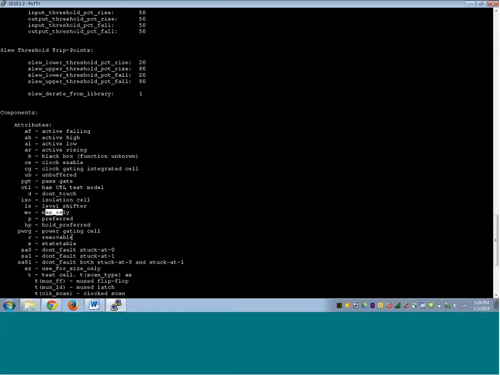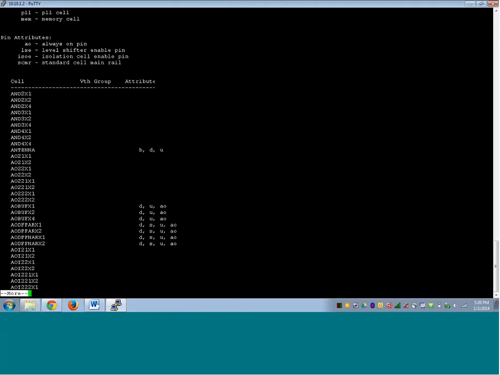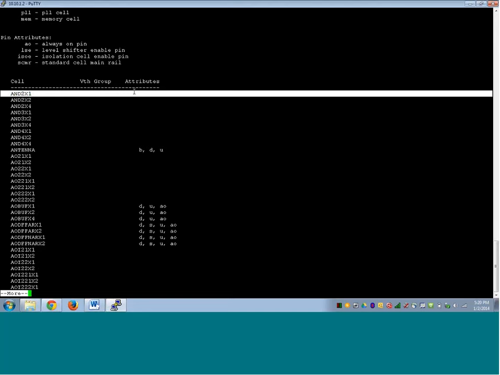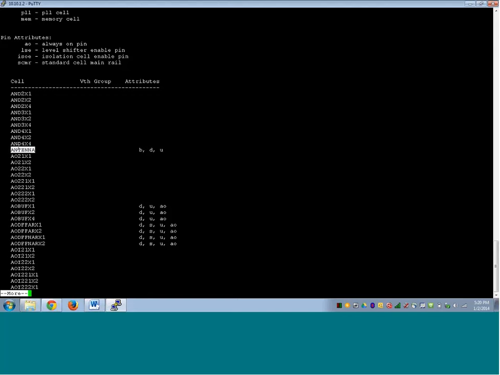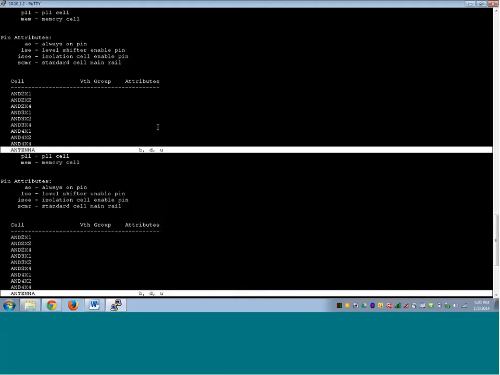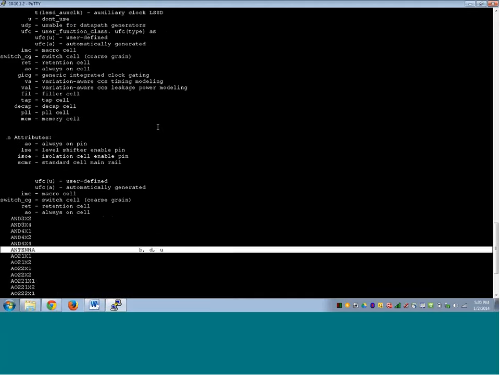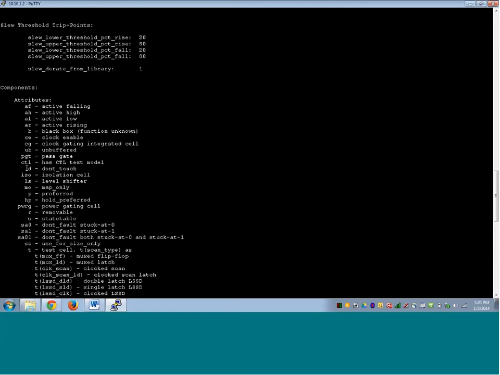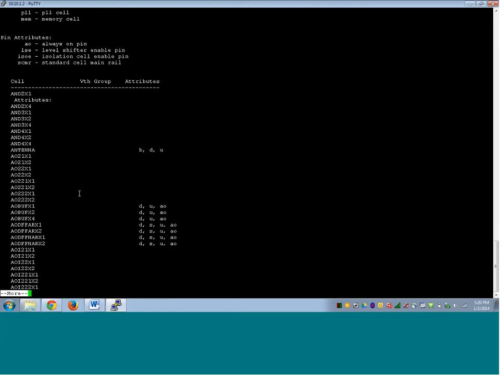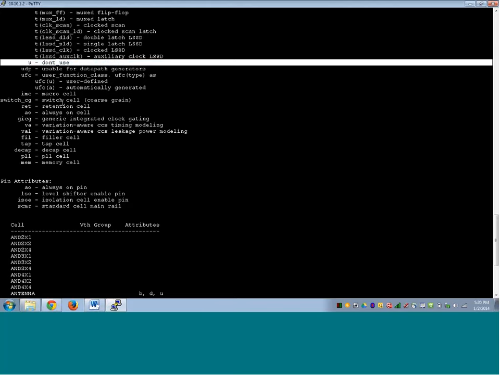This collection of stuff is called attributes. Each particular cell has some attributes associated with it. Let's look at a few examples here. Take a simple AND cell. It doesn't have any attributes. It's a simple combination cell. But look at an antenna cell. This antenna cell is a B, that means it's a black box. The legend tells us that B means it's a black box, D means it's a don't touch, and U means it's a don't use. What do these three mean?